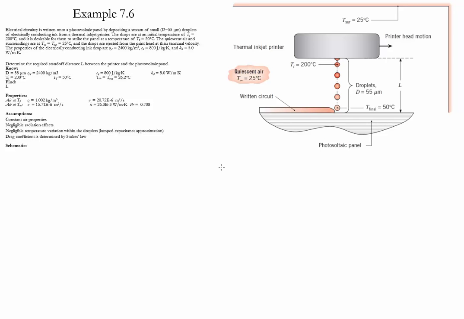And when the drops are ejected from the print head, they have a terminal velocity. It is necessary to determine the distance between the printer and the panel. The assumptions for this problem are that the properties remain constant for the air and the ink. We have negligible radiation and there is no temperature variation within the droplets. And we evaluate the drag coefficient by Stokes law, since it's considered to have a very low value of Reynolds number.